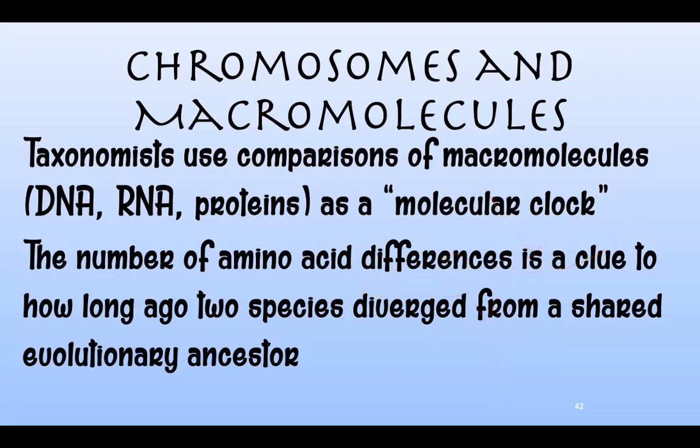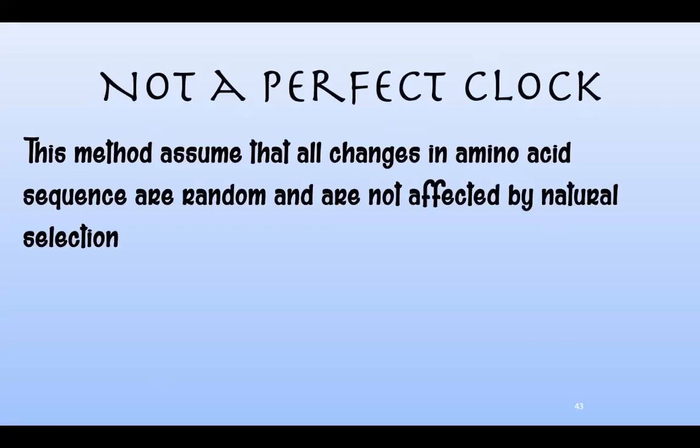Okay, so we look at the sequence of amino acids. So basically, the more similar the sequence is, the more closely related and the more recent the common ancestor between those two species. The more different the amino acid sequence is, then you have to look further back to find a shared ancestor.